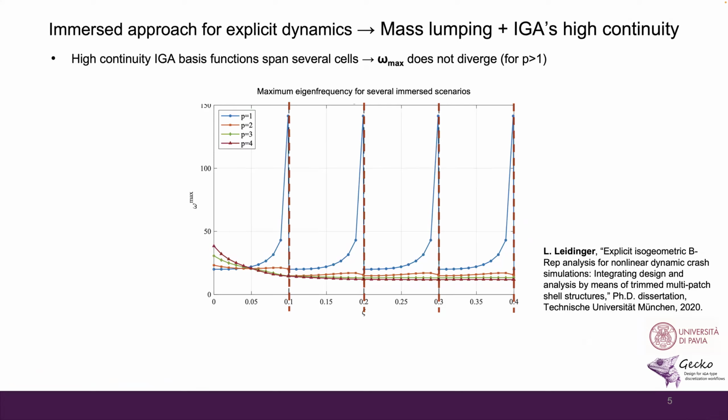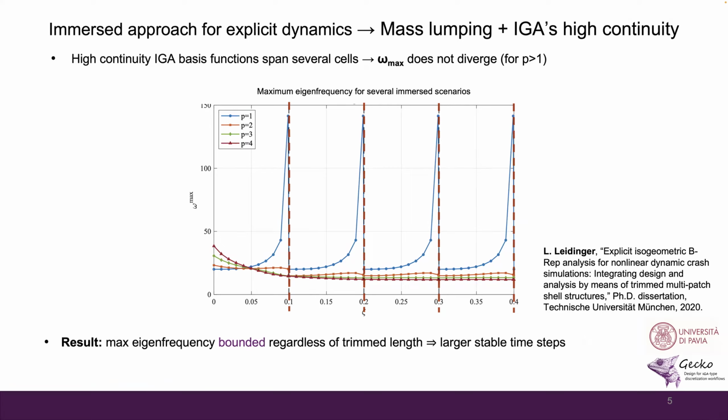Now, moving to immersed IGA with lumped mass matrix, due to the high continuity of the basis functions, the largest eigenfrequency does not diverge. It is interesting also that this happens regardless of the trimming scenario and can provide larger time steps, allowing for faster simulation times. This is a great benefit for the explicit methods.